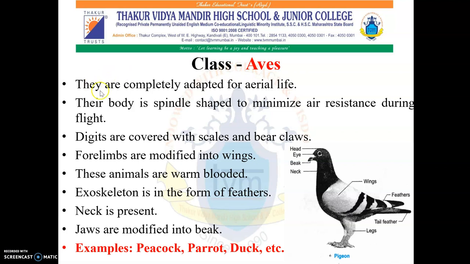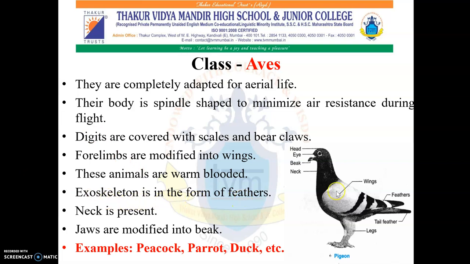Class Aves. They are completely adapted for aerial life. Their body is spindle-shaped to minimize the air resistance during flight. Digits are covered with scales and bear claws. Forelimbs are modified into wings. These animals are warm-blooded animals. That is, they can maintain their body temperature constant.